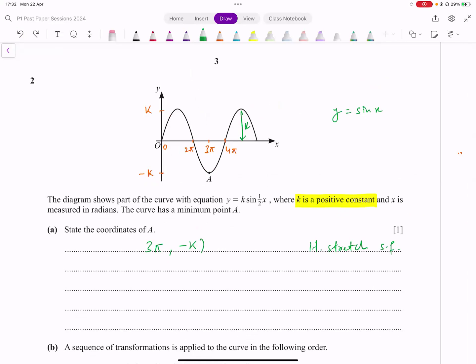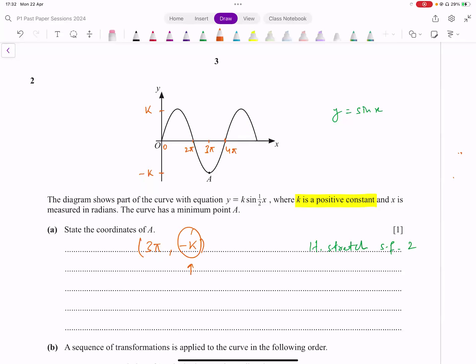So it's 3 pi and minus k. These are the coordinates of the point A. And that's what we were looking for. We had to state these coordinates. So there's a vertical stretch of scale factor k, because of which this is what the y coordinate turns out to be. There's a horizontal stretch of scale factor 2, because of which the point 2 pi goes to 4 pi.